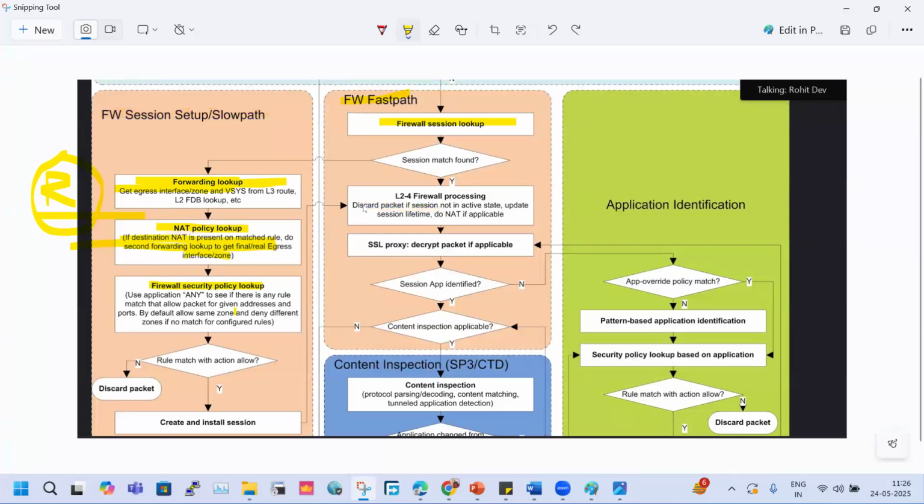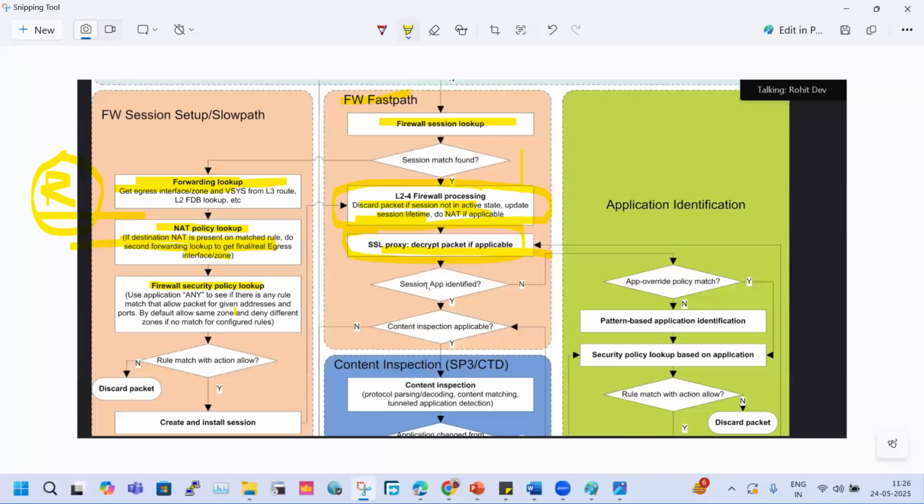Okay. If you have an active session, then it will update the session lifetime accordingly, and it will do the netting. Source NAT will be performed here. Okay. Post this stage, it will do the SSL decryption. It will check whether the traffic is encrypted or not. If it is encrypted, then it will do the decryption.